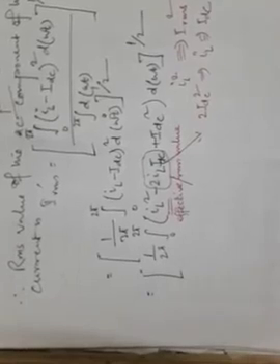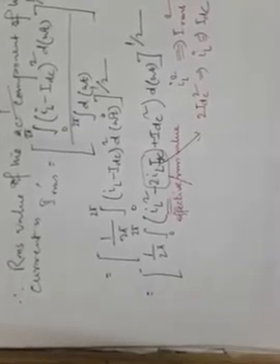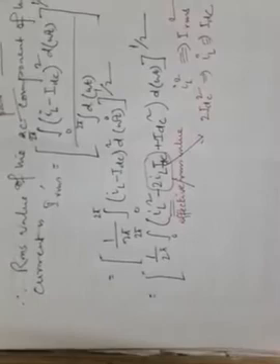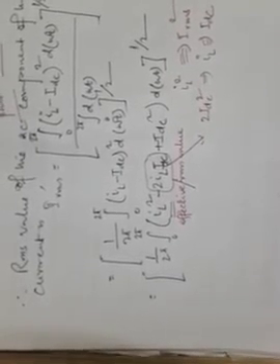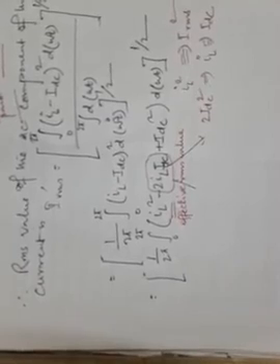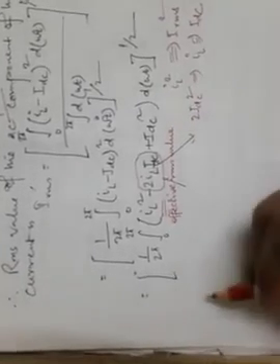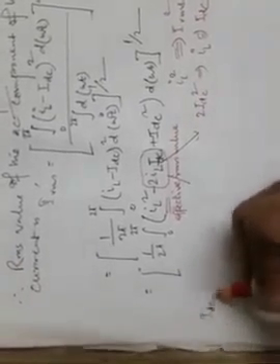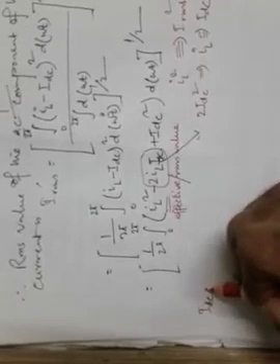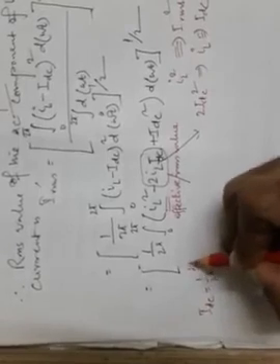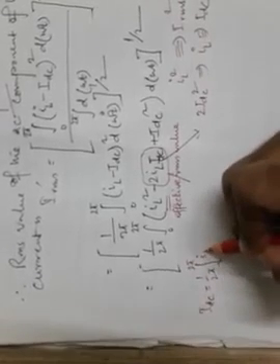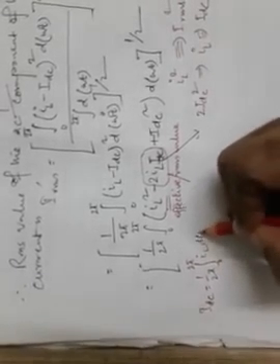Now let us revert back to the first expression of IDC. We had written there, just remember a little while earlier, that IDC is 1 by 2 pi integration 0 to 2 pi IL d omega t.